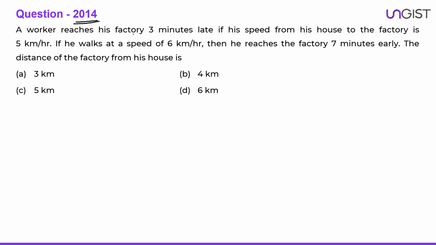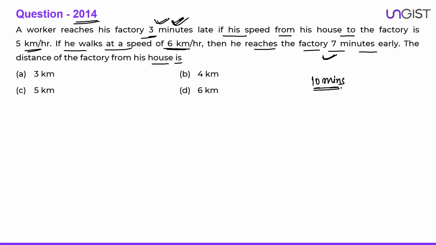The first question is, a worker reaches his factory 3 minutes late if his speed from his house to the factory is 5 kilometers per hour. If he walks at a speed of 6 kilometers per hour, then he reaches the factory 7 minutes early. The distance of the factory from his house is, see everyone, in the first case he was reaching 3 minutes late and in the second case he was reaching 7 minutes earlier, right? It means the total difference of the time was 10 minutes from the first condition to the second condition, right? Because here he was 3 minutes late and here he is 7 minutes earlier.